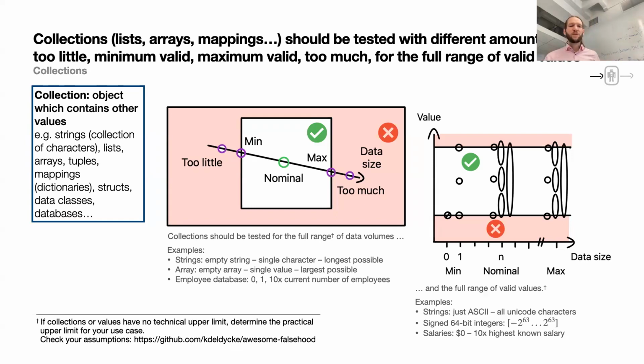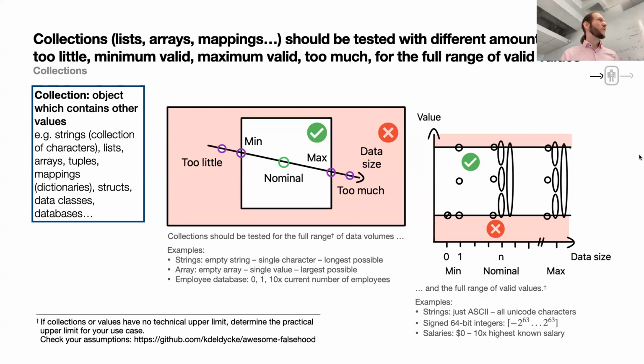We should be testing for the full range of data volumes. So you'll have your nominal cases. You'll already have those from your happy path analysis. But then you might want to look at the minimum amount of data. Maybe your collection is an array, and a valid input is 0 elements in that array. So you need to check for that.